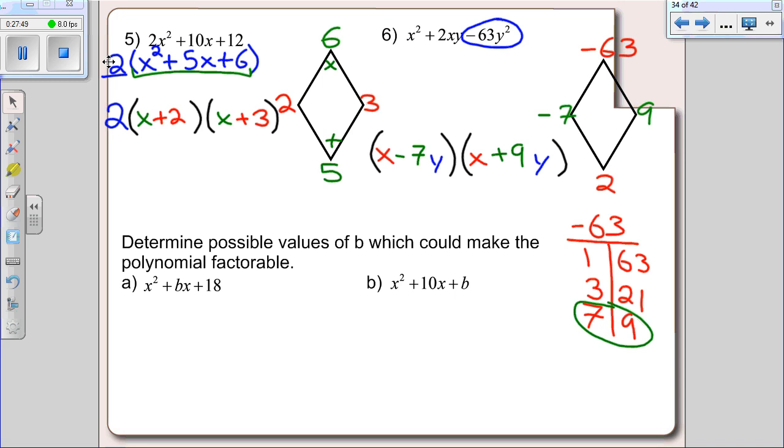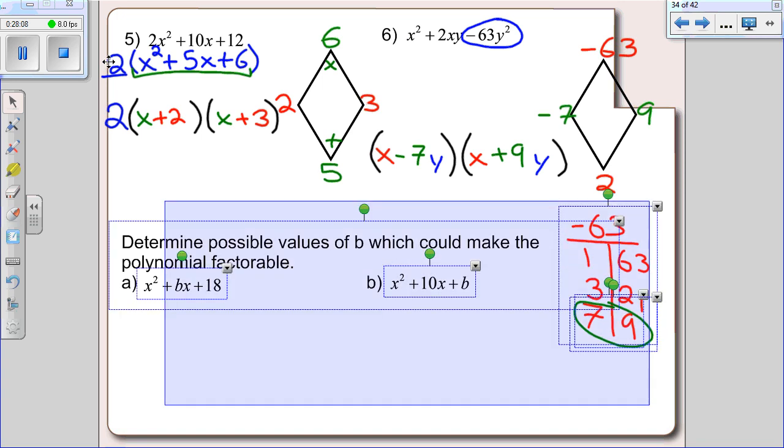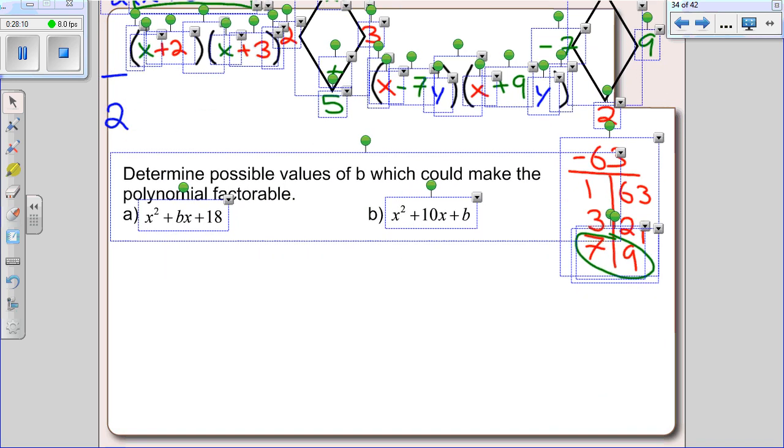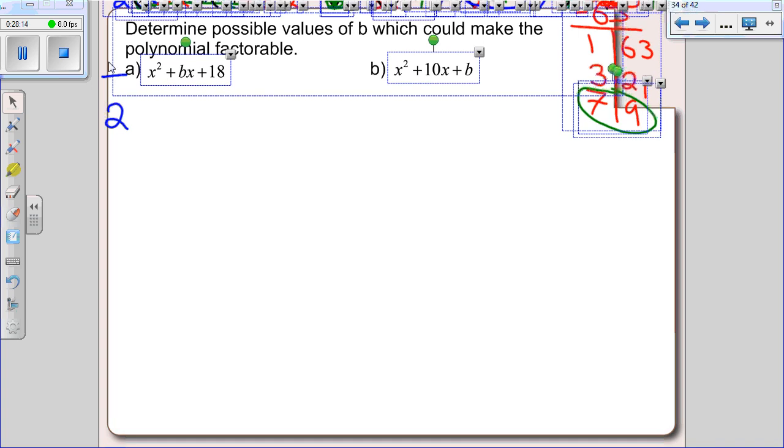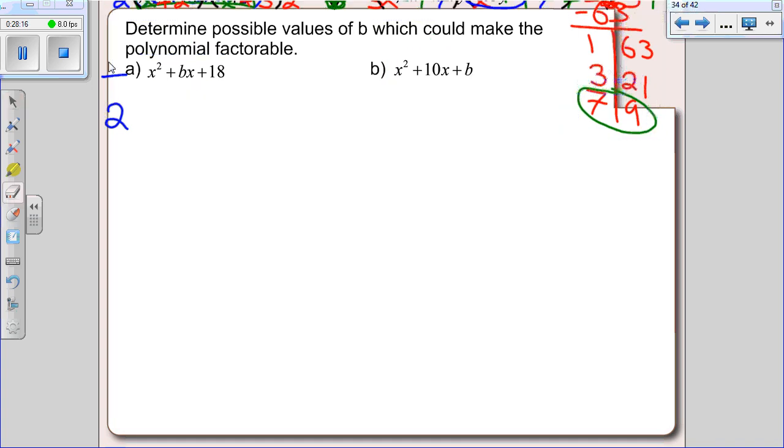Okay. We're going to talk about this next question. It is a question that you'll probably see on a test at one point. So it says, determine possible values of b, which would make the polynomial factorable. So they're saying replace b with a number. And if you were to replace b with a number, it has to actually make it so it's factorable.